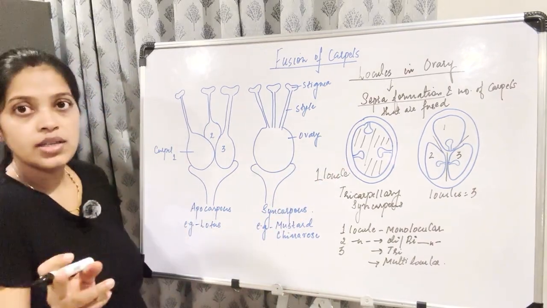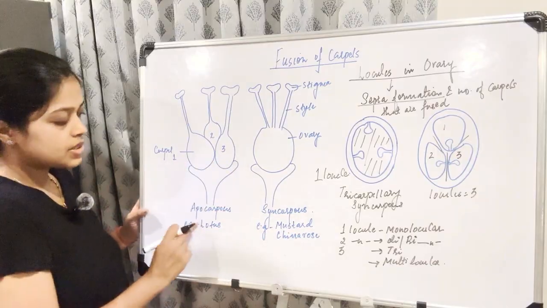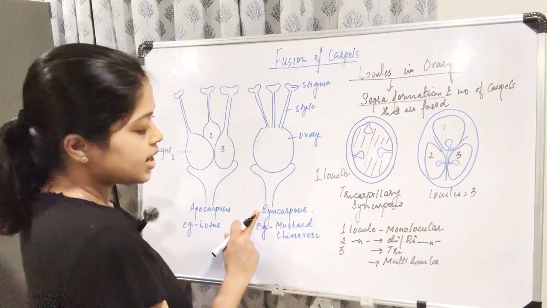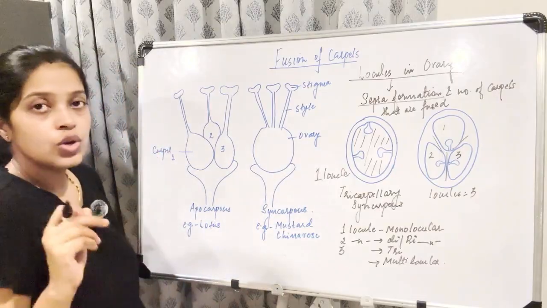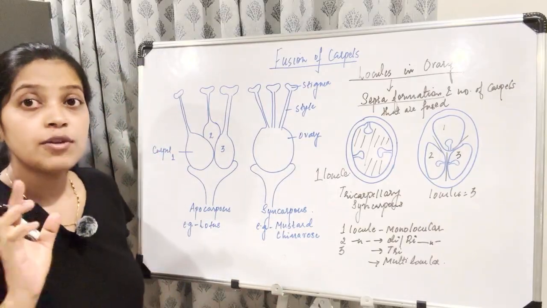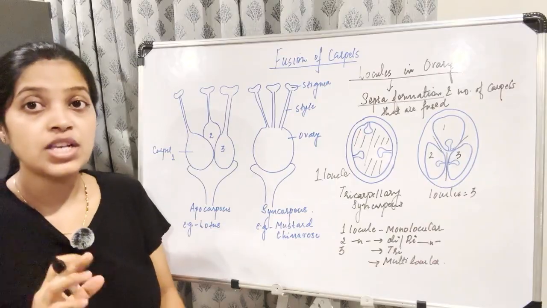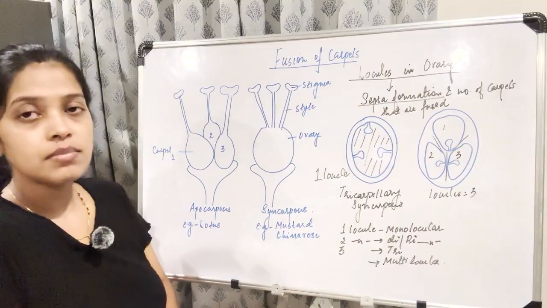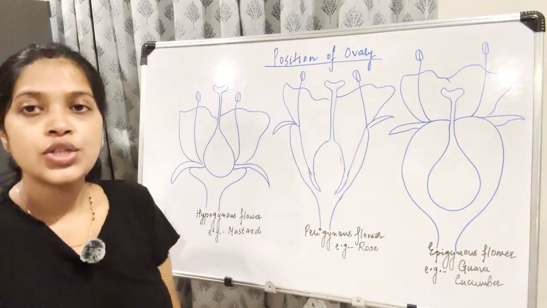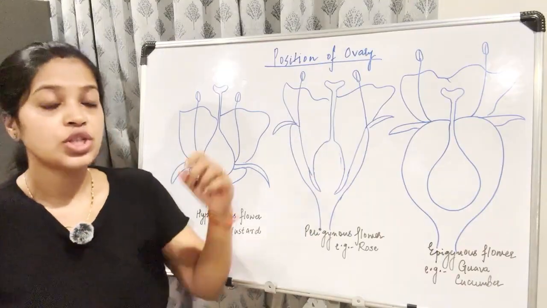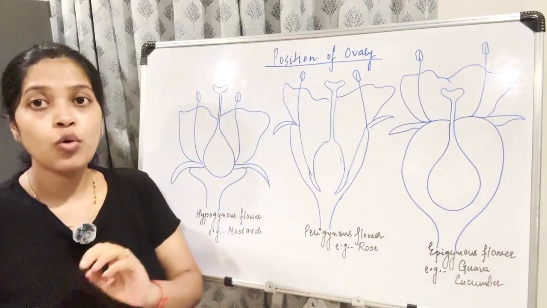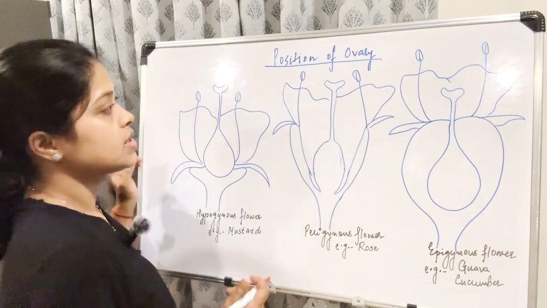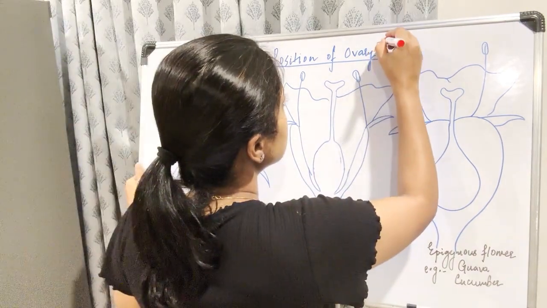Another important thing that I told you: if the carpels are free, we call it apocarpous. If they are fused, it is called syncarpous. So now I will be telling you the different types of ovary based on the position with respect to the other floral parts. So now we'll talk about the position of ovary. Position of ovary means with respect to the other floral parts.